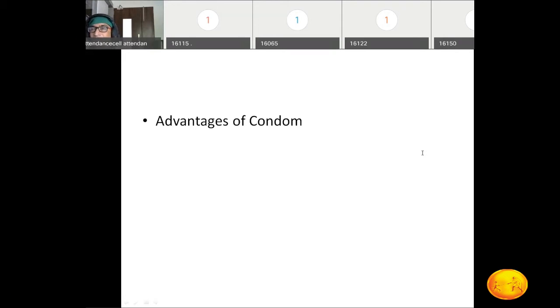When the female forgets to take OC pills, that is also correct. But again, that will be emergency contraception. If she forgets to take OC pills, obviously she can use a barrier method at that time. That is correct. Something else?